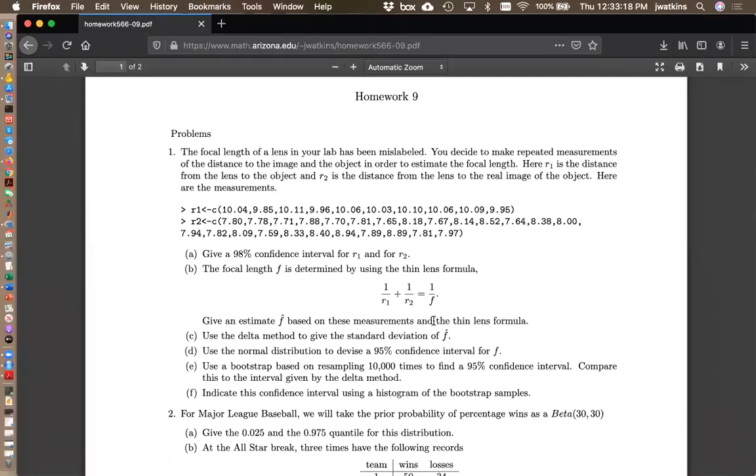I'll try to give you a slide during the office hours that shows how to do that. We talked about it probably first semester, in 564, when we did the central limit theorem. So it'll look like that.